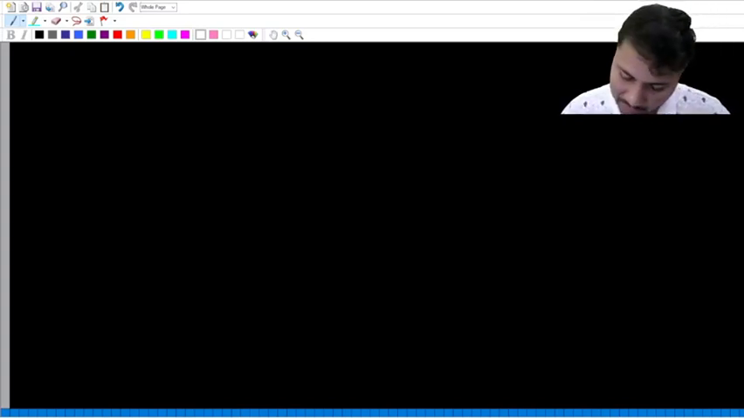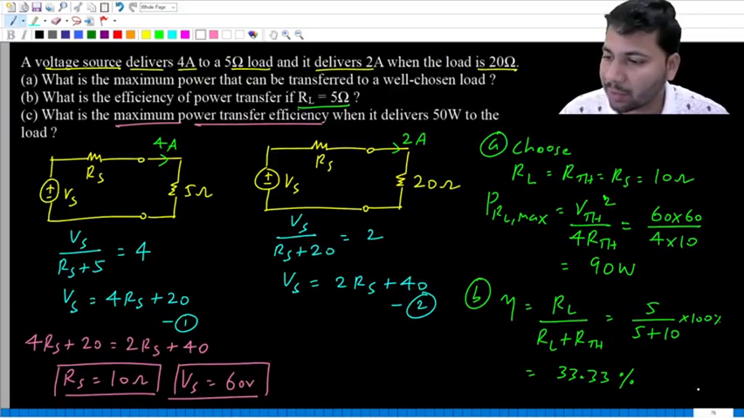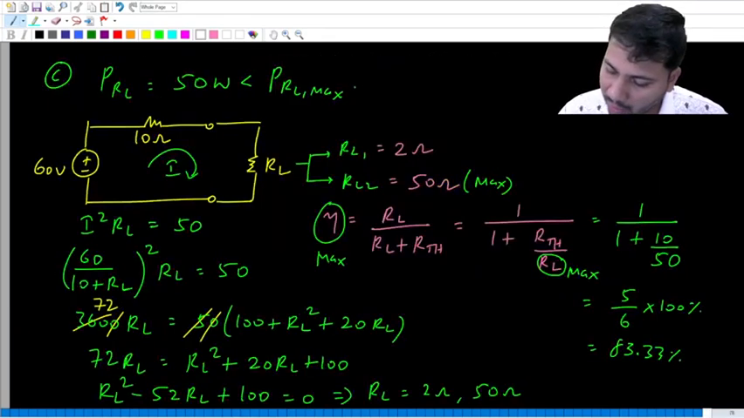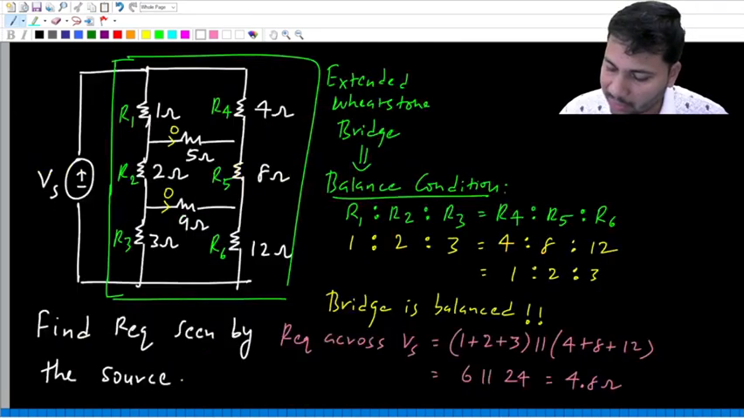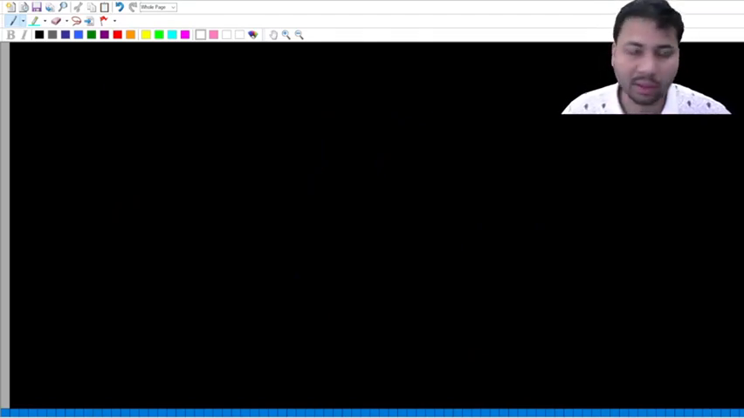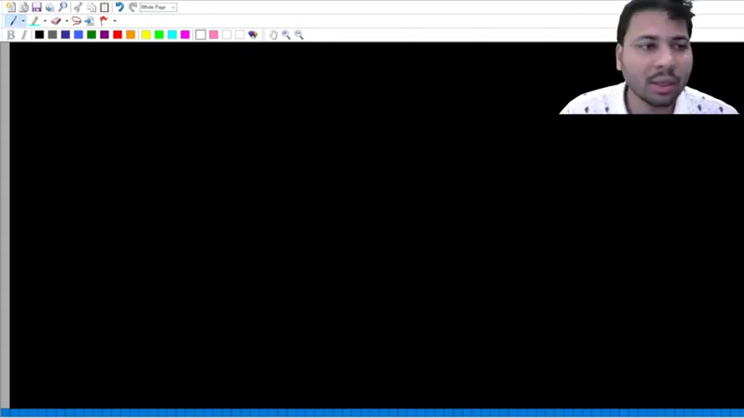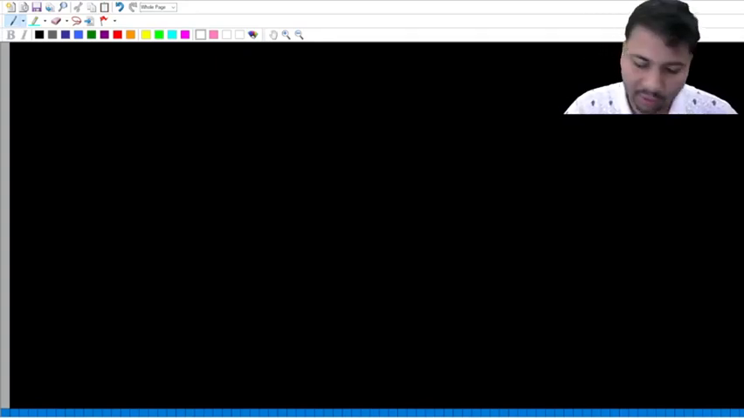So I think in the last session we looked at the maximum power transfer theorem, and after that we looked at the Wheatstone bridge and also the extended Wheatstone bridge. Okay. So in this session we will look at another very important circuit theorem, namely the reciprocity theorem. Okay.